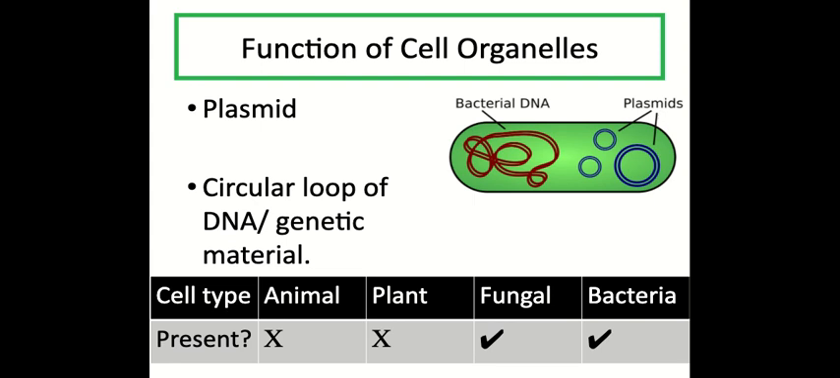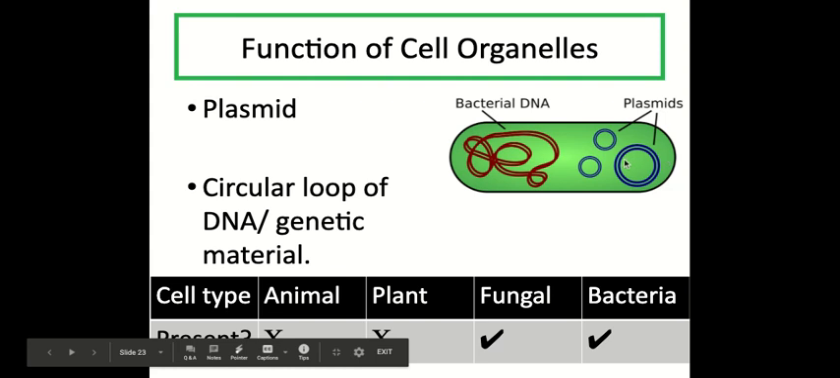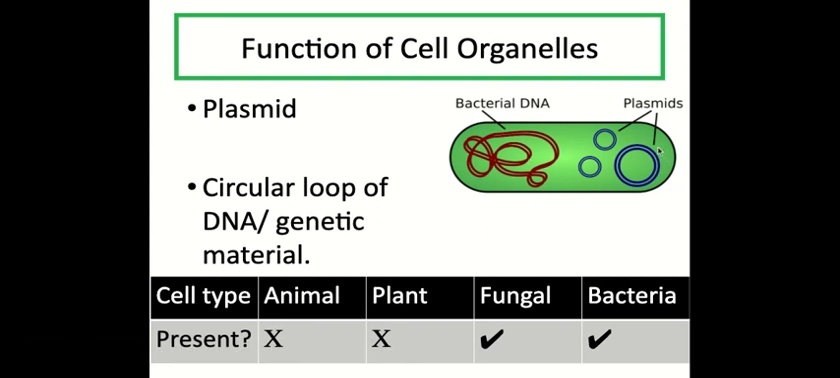Getting near the end now are plasmids. So plasmids we only found in bacterial cells. They can also be found in fungal cells as well, although that wasn't in our diagram from earlier. I wouldn't worry about that. The main thing you need to know is that they're found in bacterial cells, and they are circular loops of DNA or genetic material. These ones are less commonly asked about in terms of function. They have a whole topic to themselves later, so don't worry too much about this one at the minute.